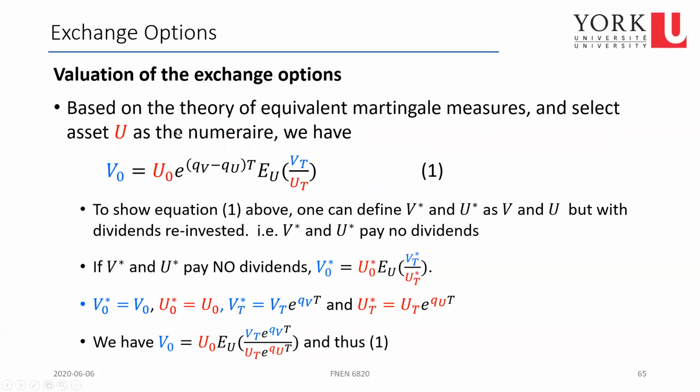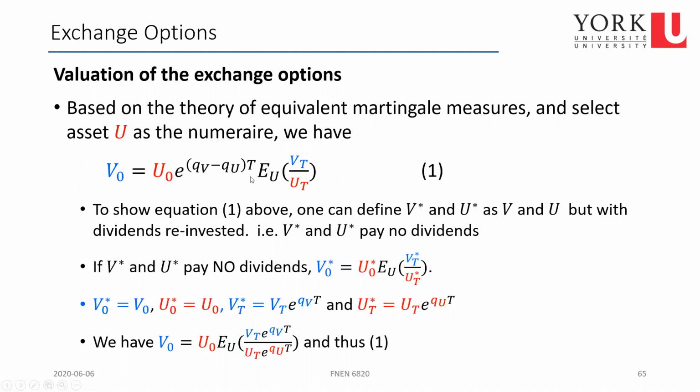Now we have to use the theory of equivalent martingale measures to do that. If we select asset U as the numeraire, the current price V naught divided by U naught is equal to the expected value of VT divided by UT, where the expectation is taken with U being the numeraire asset. If there's no dividend yield, this extra part would not exist.